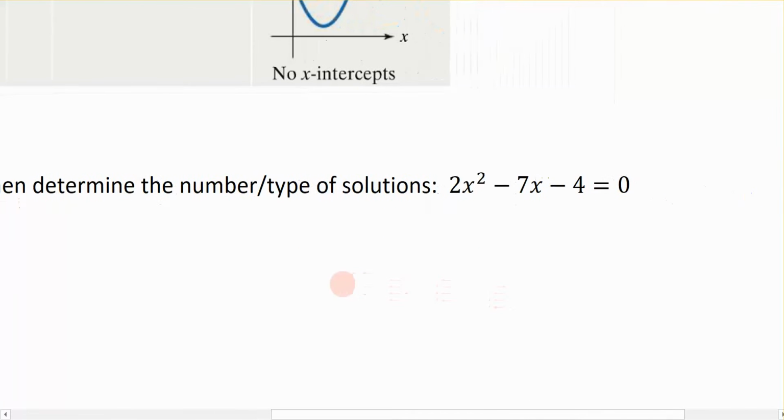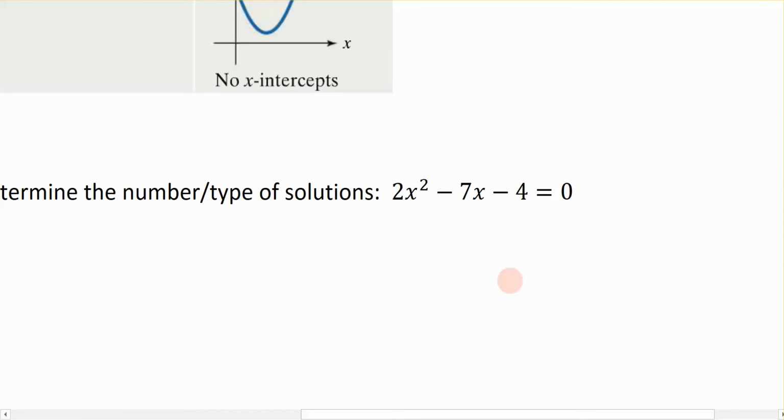Now let's see if we can practice that on this example right here. I want to use this quadratic equation to determine from the discriminant the number and the types of solutions I should be looking for. Now remember again, the discriminant is b squared minus 4ac. And if I pull those values out of this quadratic equation, I get negative 7 squared minus 4 times 2 times negative 4. Okay, simplifying that whole thing, I find out that that is equal to 81.